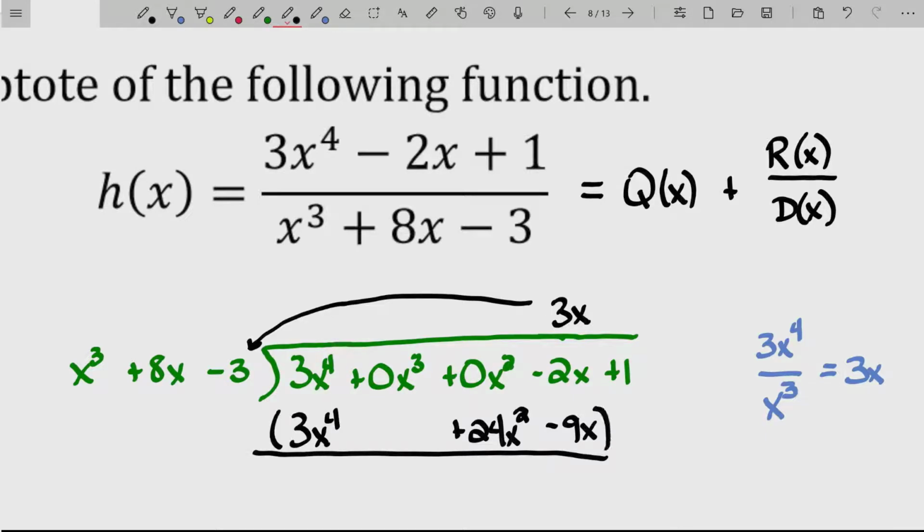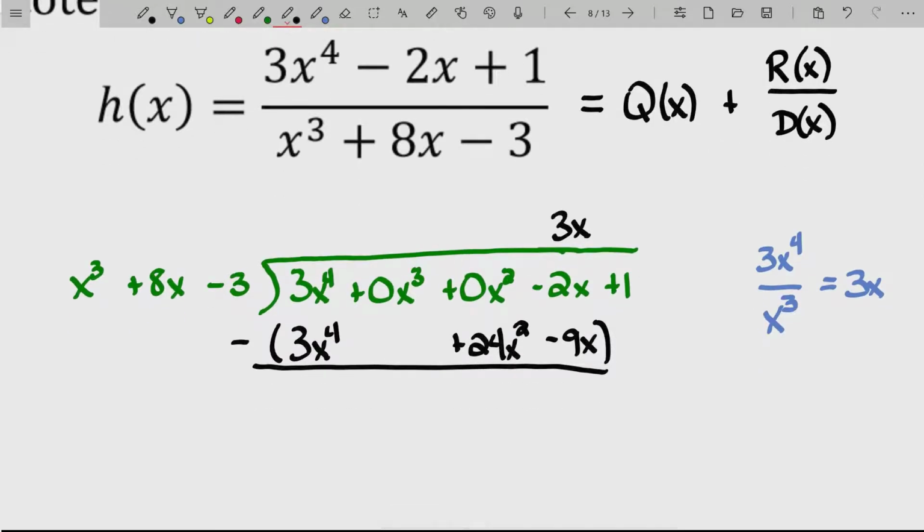And just like you would in arithmetic, you're going to subtract that entire statement. 3x to the 4th minus 3x to the 4th, they cancel by design. 0x cubed minus nothing, still 0. 0x squared minus 24x squared is a negative 24x squared. And negative 2x minus a negative 9x, or plus 9x, is a positive 7x.